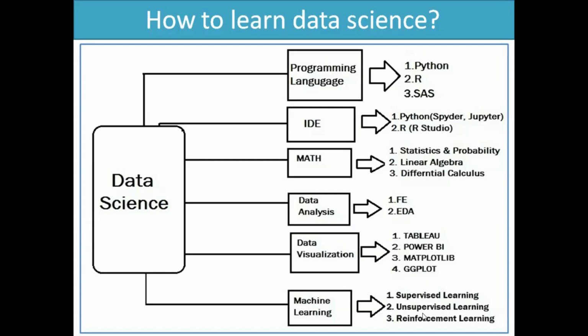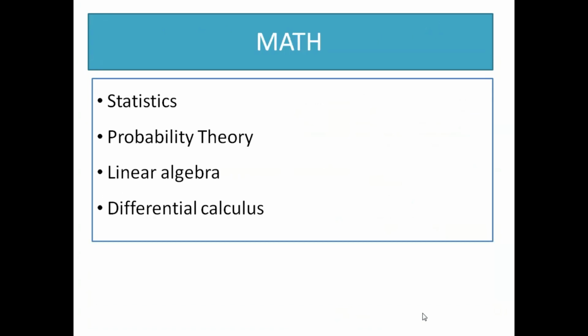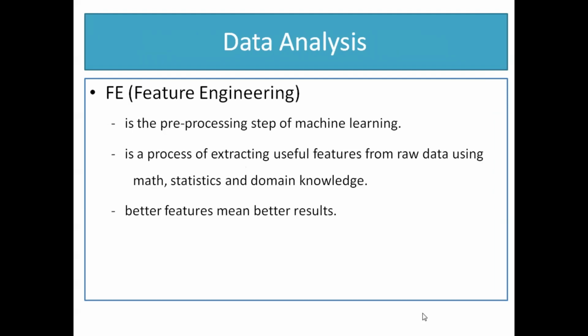Next, you must have knowledge of mathematics, that means statistics and probability theory, linear algebra, differential calculus. This knowledge of maths and statistics is very important in case of data science, because at the time of data analysis, maths, statistics and some domain knowledge are all required.